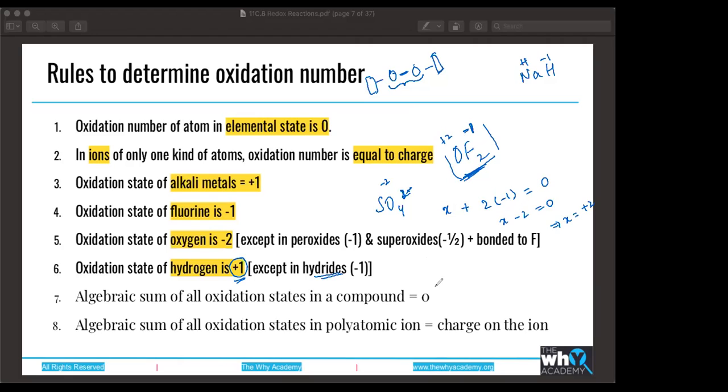Similarly, can you find out what is the oxidation state of sulfur in sulfate ion?